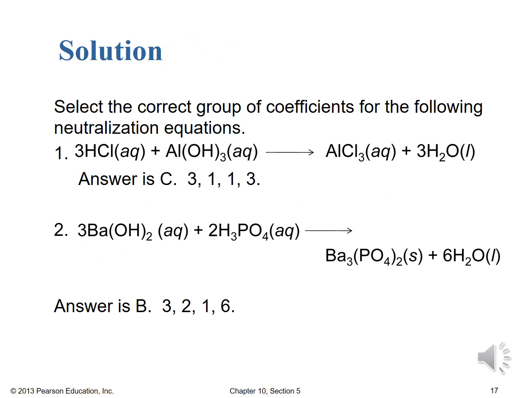All right, so for number 1, it's 3 moles of HCl plus 1 mole of Al(OH)3 react to form 1 mole of AlCl3 plus 3 moles of H2O. So the correct answer was C, 3, 1, 1, 3 for coefficients. For number 2, it's 3 moles of barium hydroxide plus 2 moles of phosphoric acid yield 1 mole of barium phosphate plus 6 moles of liquid water. So the correct answer is choice B, 3, 2, 1, 6.